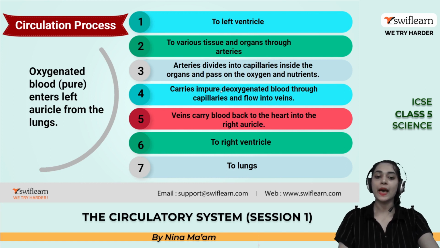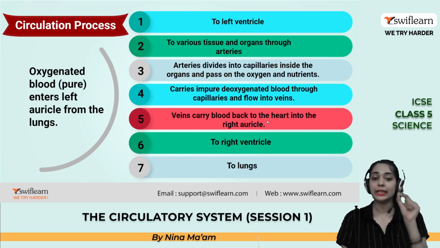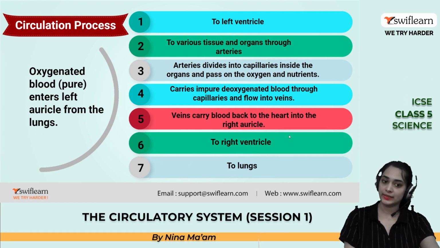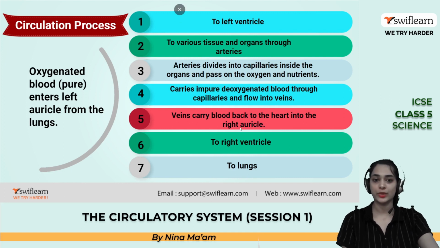Fourth one, the capillaries carry impure deoxygenated blood and flow into the veins. Fifth one, the veins carry blood back to the heart. Let's listen to those words: veins carry blood back to the heart into the right auricle. Sixth one, to the right ventricle, then finally to the lungs. This is the circulation process. Please note down all these steps.